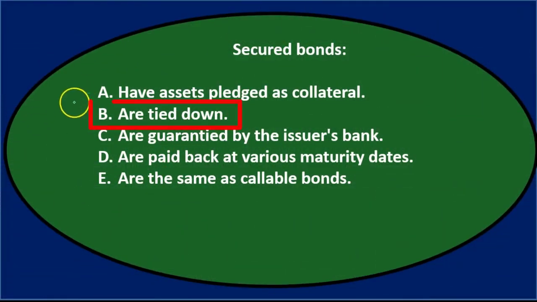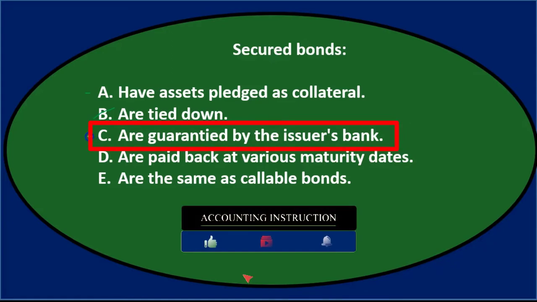B, are tied down. I think that'd be a different way of using the word secured. I don't think that's it. B, we'll take that one off. C says, are guaranteed by the issuer's bank. Now again, if we don't really know what secured bonds are, that might sound reasonable. That might be one way that something could be secured.